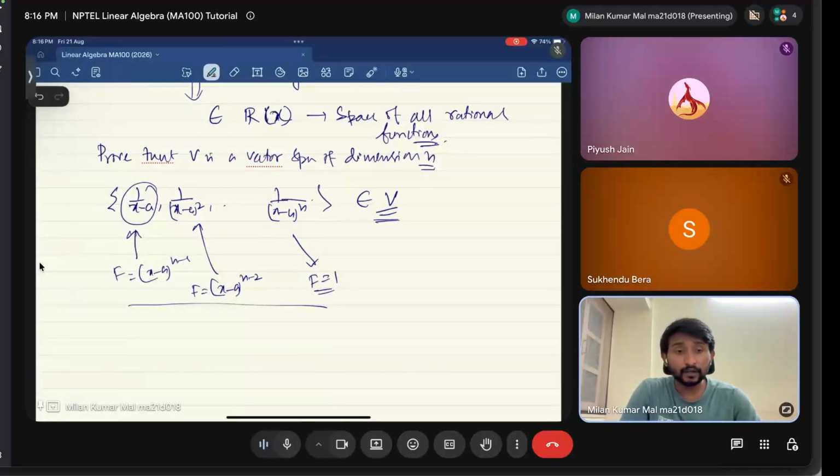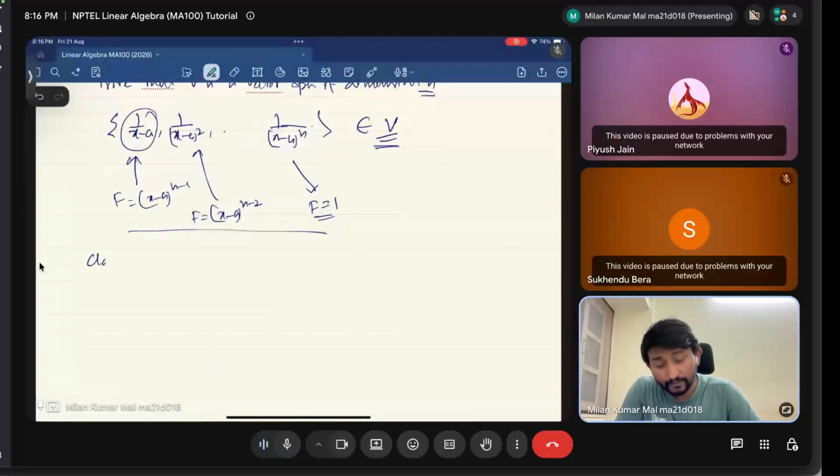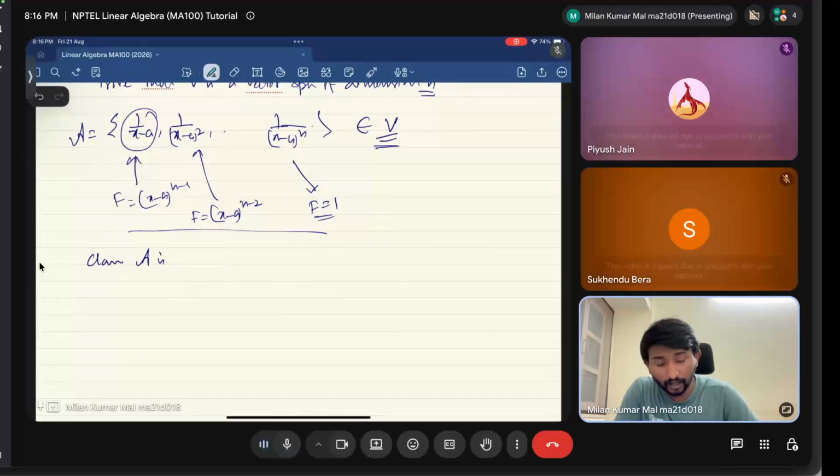Second, this is a linear combination. The claim is that this set, call it script A, is a generating set of V. Why?